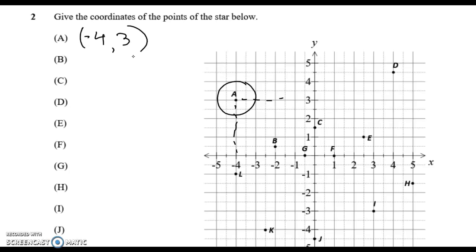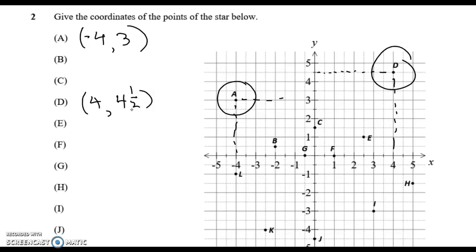Let's do 2 more. Let's look at the value of D. If we look at D up here, it's +4 for the x, and then the y, where does that hit? It's halfway between 4 and 5, so that'd be 4.5. It'll also be positive.